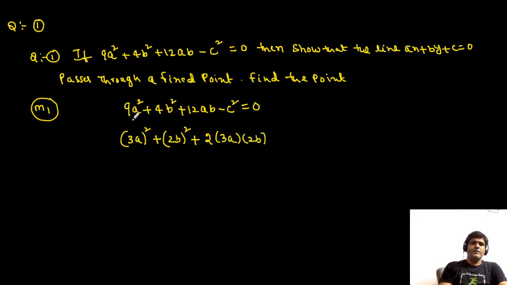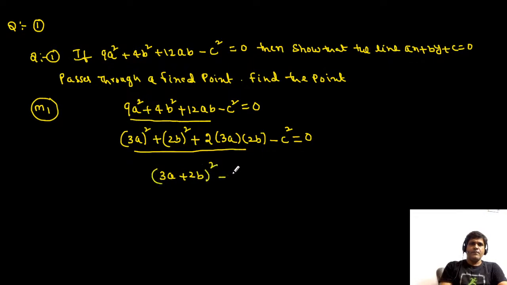So this part is a perfect square. This 9a² + 4b² + 12ab is nothing but (3a)² + (2b)² + 2 times 3a into 2b, minus c² equals 0. Now this is a perfect square. You can write this as (3a + 2b)² − c² = 0.